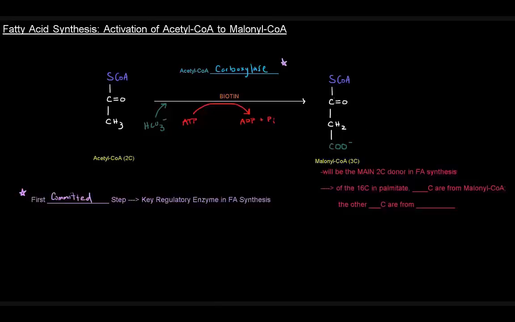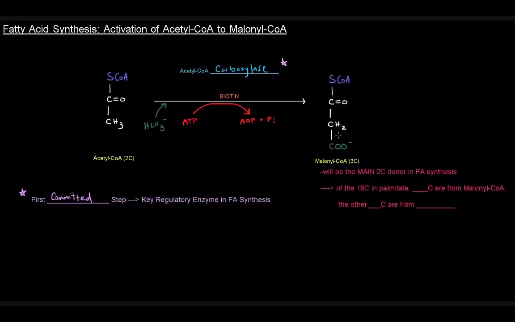Now, Malonyl-CoA is going to be the main 2-carbon donor in fatty acid synthesis. And what I mean by that is that earlier we mentioned that when we're building a fatty acid, we're going to continually add 2 carbon units at a time. The molecule that's going to be donating those 2 carbons at a time is Malonyl-CoA.